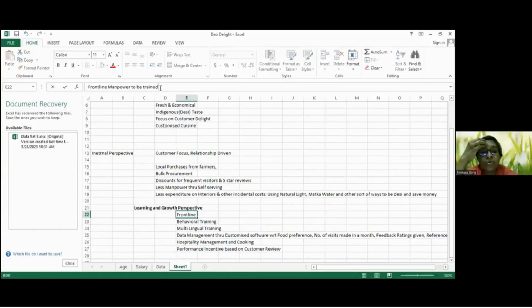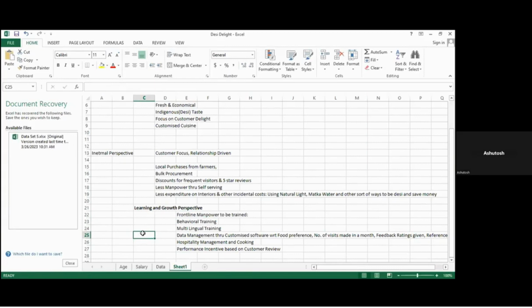So you are saying you must have your frontline staff trained in product knowledge, right? Your frontline staff has to be trained in what? Product knowledge, apart from customer service orientation.